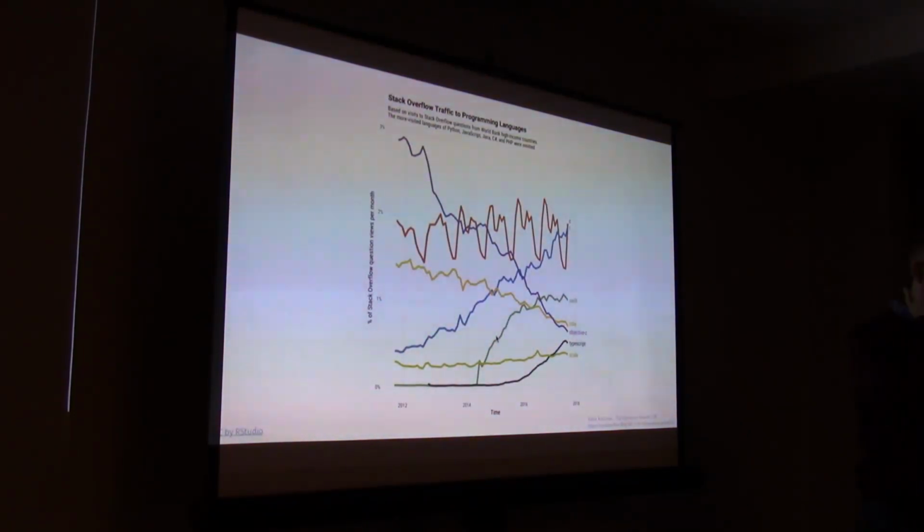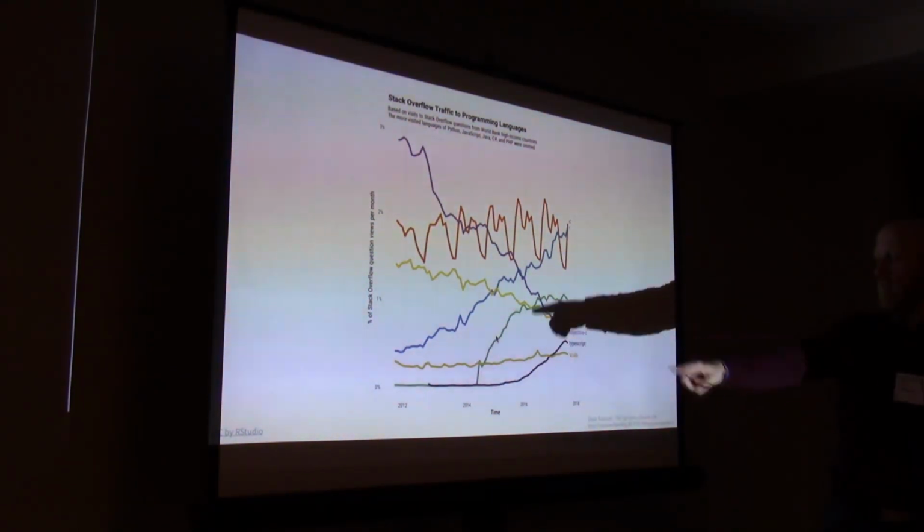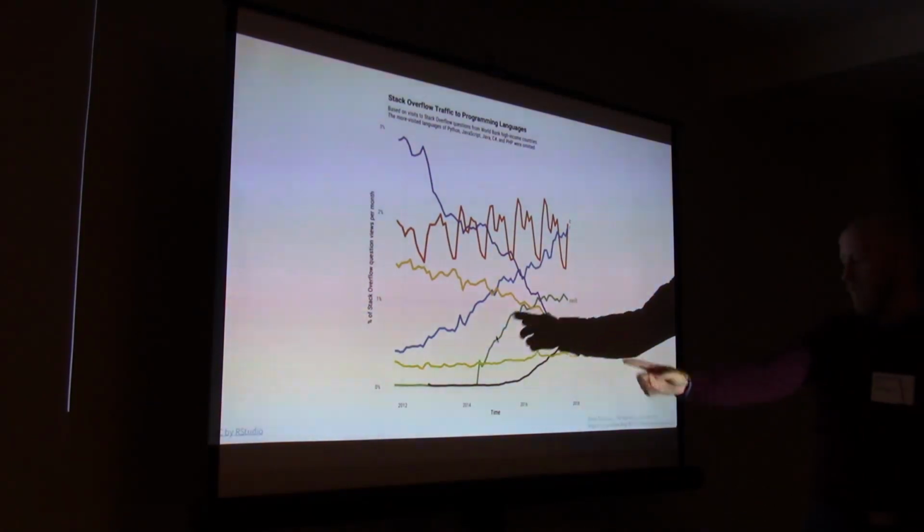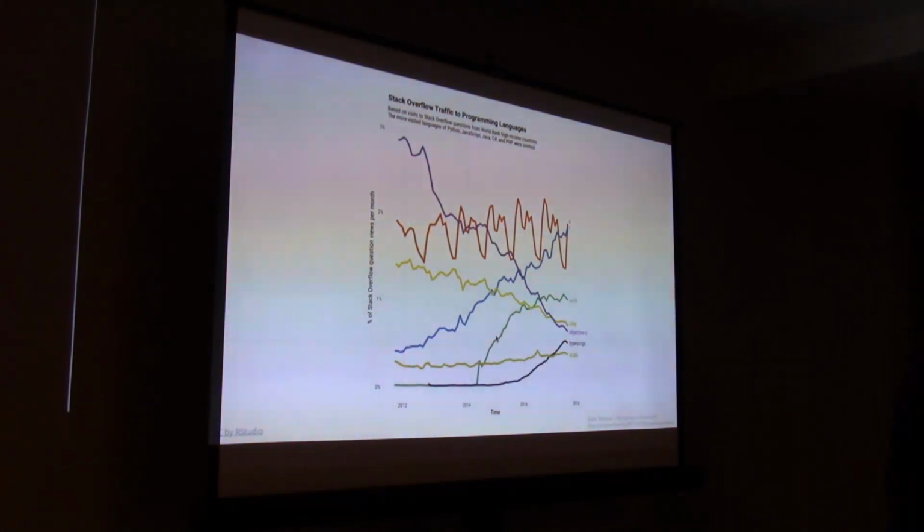This is a different plot showing similar data. R in this case is the blue line. You can see in the last five years or so, it's had pretty rapid year-over-year growth on Stack Overflow. So it's clearly a language that has a growing ecosystem.